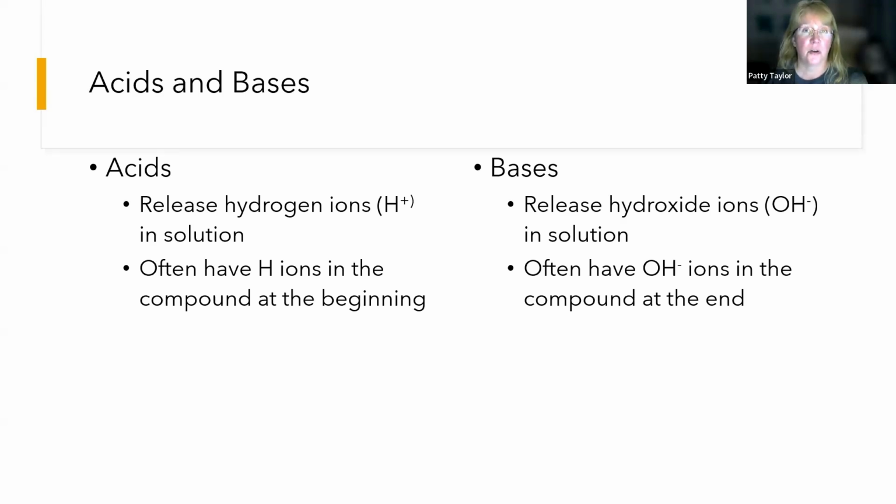A shortcut method to figuring out what you're looking at: often acids have a hydrogen or several of them at the beginning of a compound, whereas bases will have some hydroxides at the end of the compound. So if you're not familiar with reading chemical formulas, that may help you do a little shortcut method in figuring out what you're looking at.